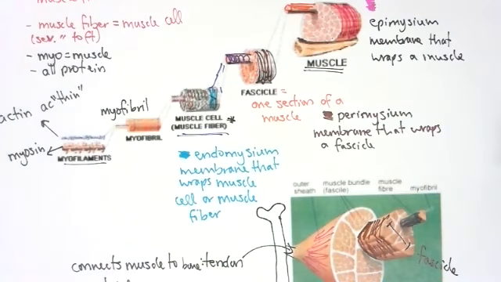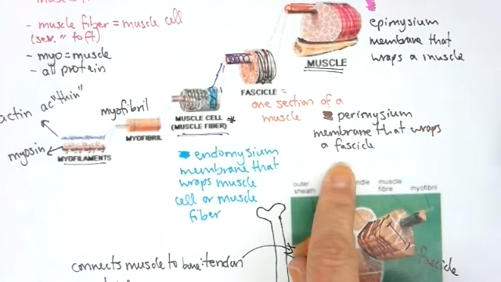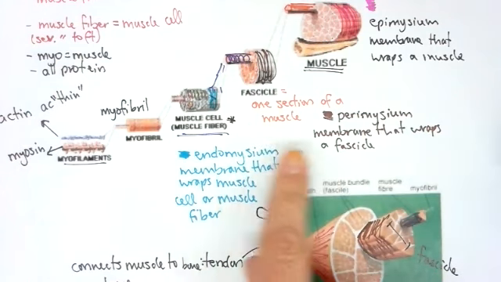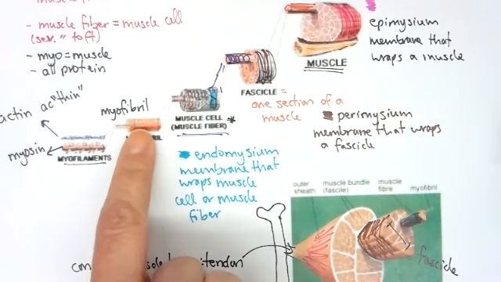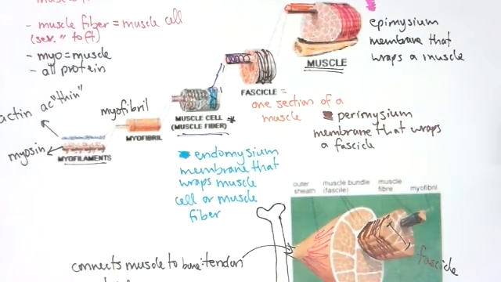And we start out with this large muscle group wrapped by an epimysium. One piece of that's a fascicle. Each fascicle is wrapped by a perimysium. One piece of that's a muscle fiber. Each muscle fiber is wrapped by an endomysium. Then we go down to myofibril and myofilaments.